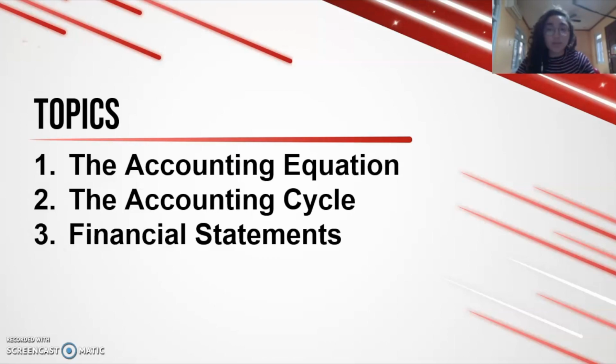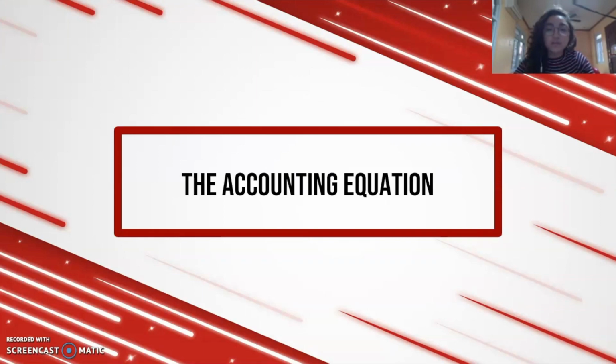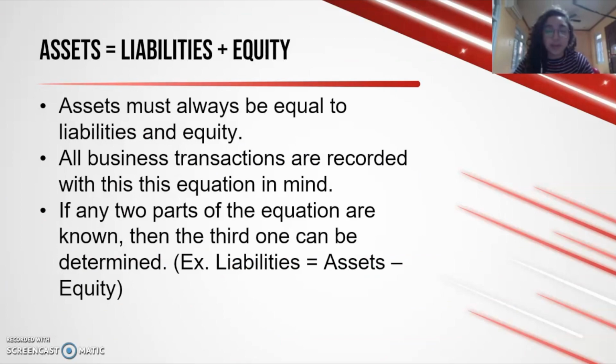So first topic is the accounting equation. In this equation, assets equal liabilities plus equity. This means that assets must always be equal to the liabilities and equity combined. If any two parts of the equation are known, then the third one can be determined. Also, it must always be remembered that all business transactions are recorded with this equation in mind.